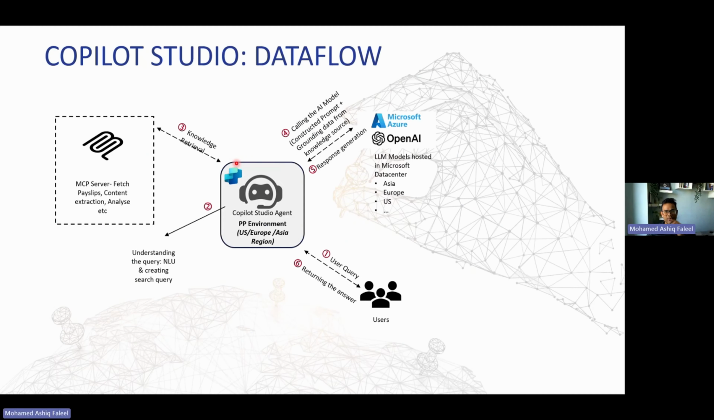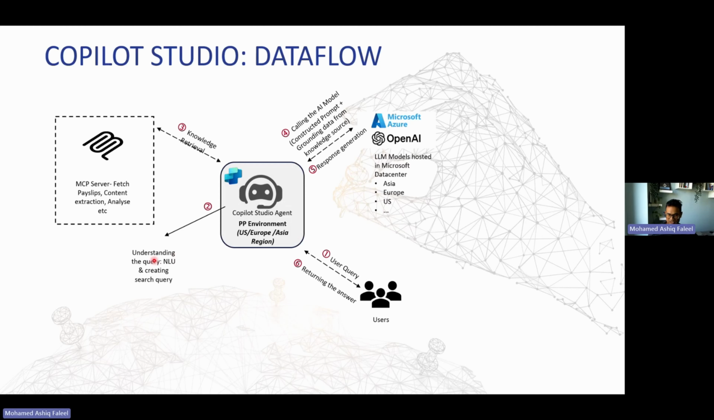Here I will explain what happens when a user types in a prompt in the Copilot Studio agent, and how the data flow looks. The user starts with a query in the Copilot Studio agent. Let's say the user asks to get the salary information of the user. That is the first step. The user enters it as a prompt in the Copilot Studio agent chat interface.